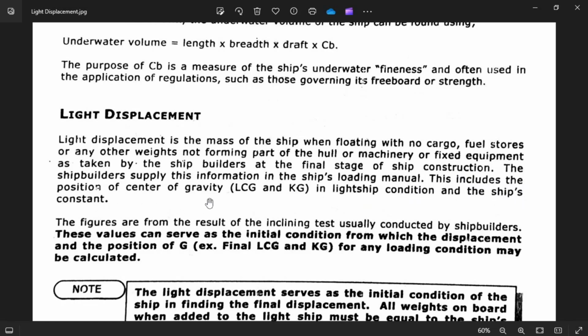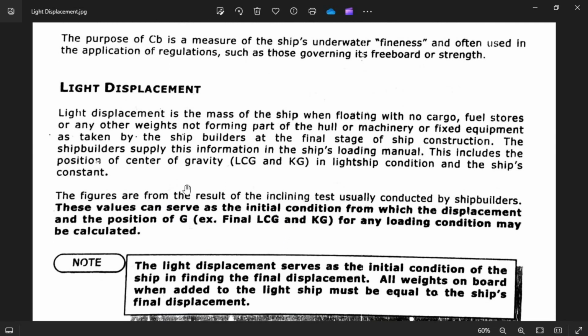This includes the position of the center of gravity, LCG and KG, in light ship condition and the ship's constant. Okay. The figures are from results of inclining tests usually conducted by shipbuilders. These values serve as the initial condition from which displacement and the present position of G, for example final LCG and KG, for any loading condition may be calculated. Note, the light displacement serves as the initial condition of the ship in finding the final displacement. All weights on board when added to the light ship must be equal to the ship's final displacement.